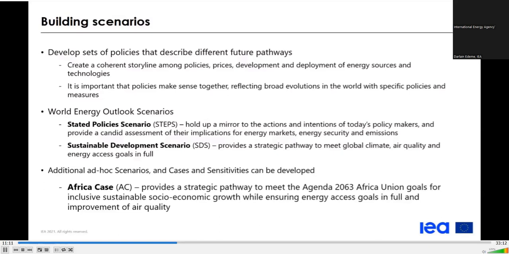But we can also develop ad hoc analyses, cases, sensitivities. And in the case of Africa, in 2019, the World Energy Outlook presented the Africa Case, which includes as targets the Agenda 2063 of the African Union goals for inclusive and sustainable socioeconomic growth, in addition to universal access to both electricity and clean cooking, and to improvement of air quality.